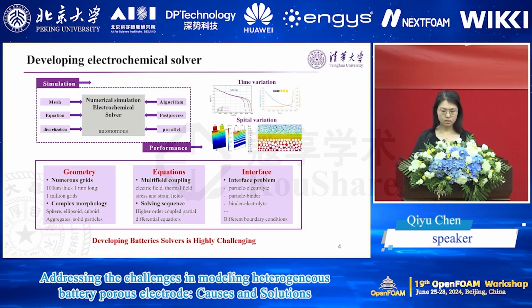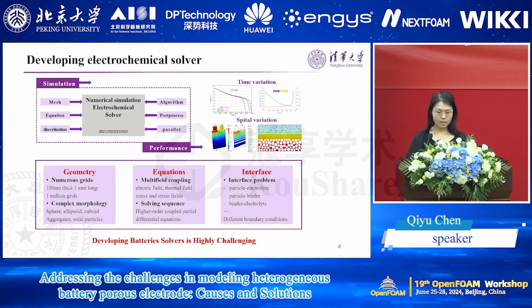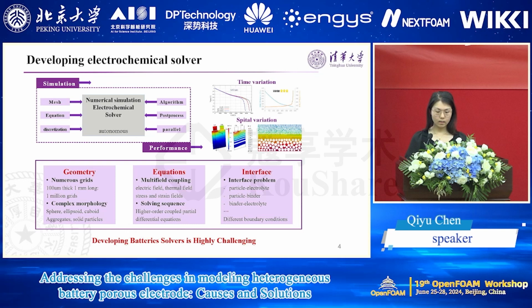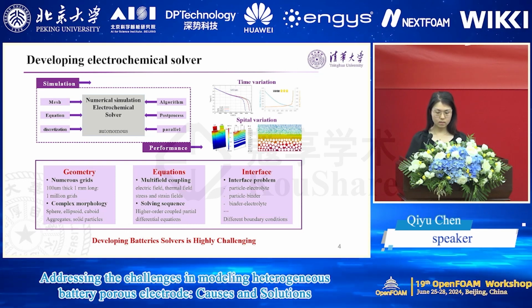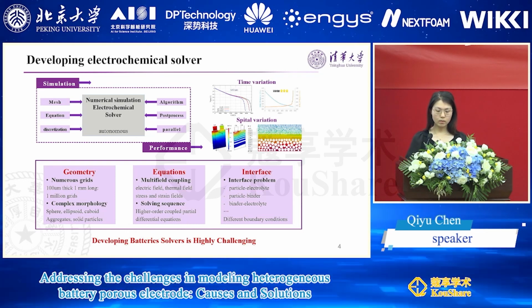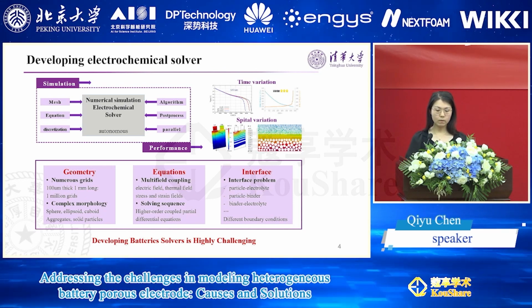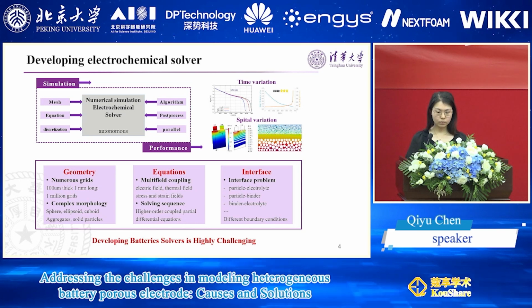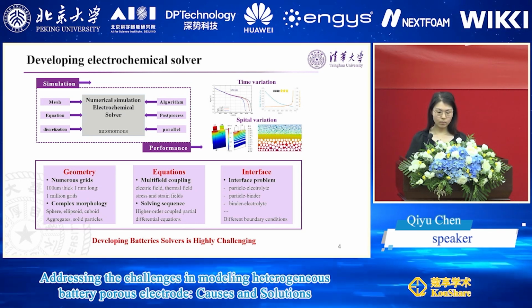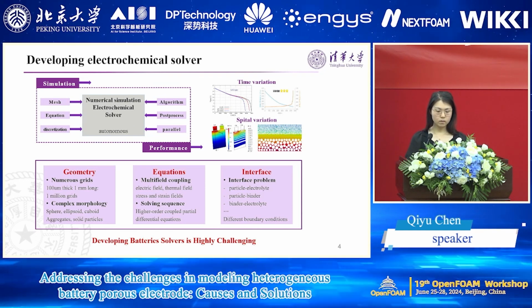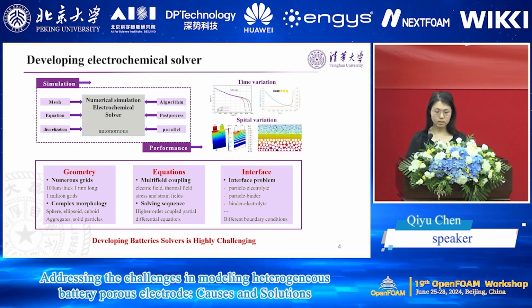So what is a numerical solver? That is input parameters, internal grid drawing, space discretization, and numerically solving equations. Finally, output the performance of the battery, including time and space variations. The development of a numerical solver is relatively difficult for the following 3 reasons.